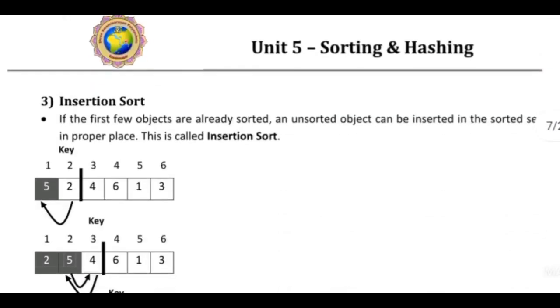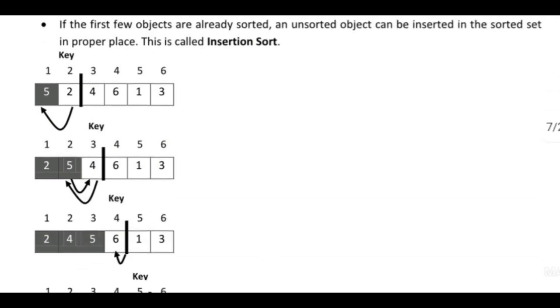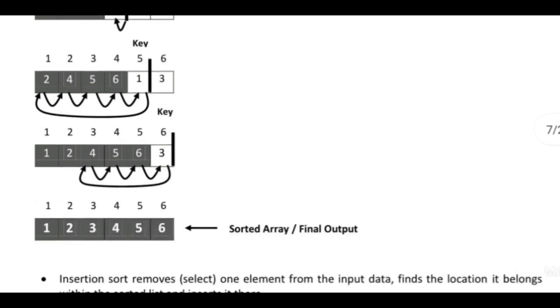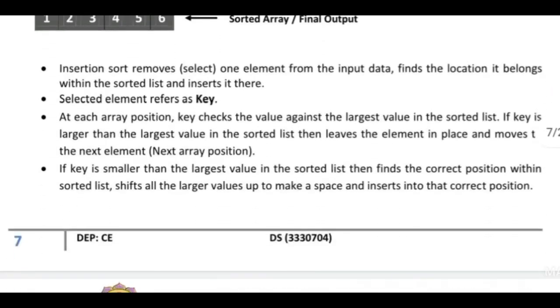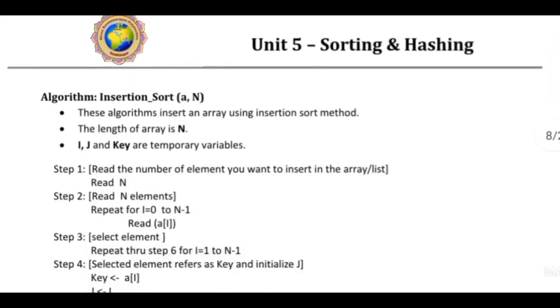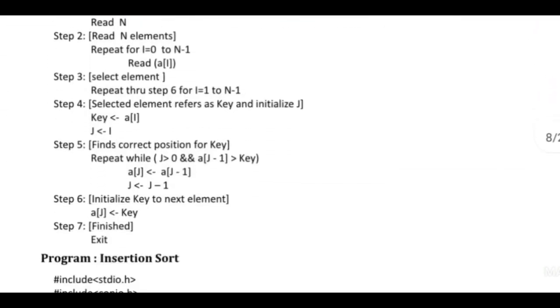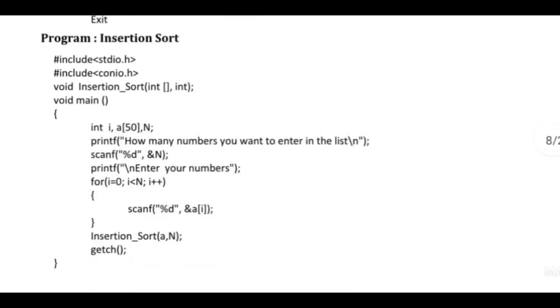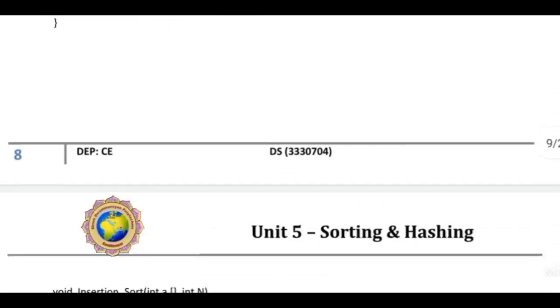Then insertion sort. If the first few objects are already sorted and an unsorted object can be inserted into the sorted set at a proper place, that is known as insertion sort. This is an insertion sort. Here is a description and explanation about insertion sort. Here is the algorithm step. This is a program about insertion sort.